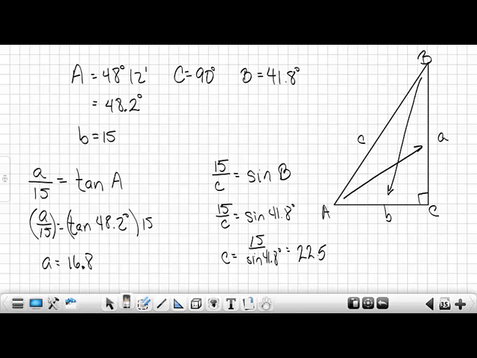Okay? Questions? Yes, Aiden. How to get this? So I said either believe me or not. If you don't believe me, then you can solve for C on your own by multiplying both sides by C, then dividing both sides by sine of 41.8. Cross multiplying and dividing. This is just a calculator question. I don't know, when you type it in, it's like 15.